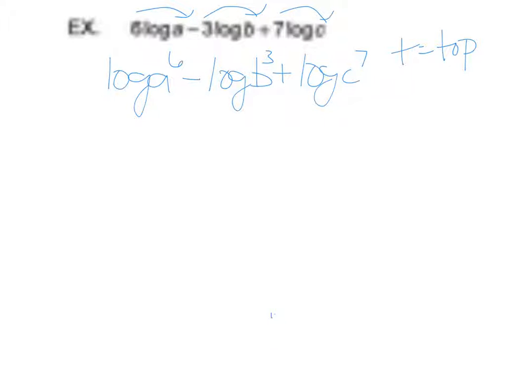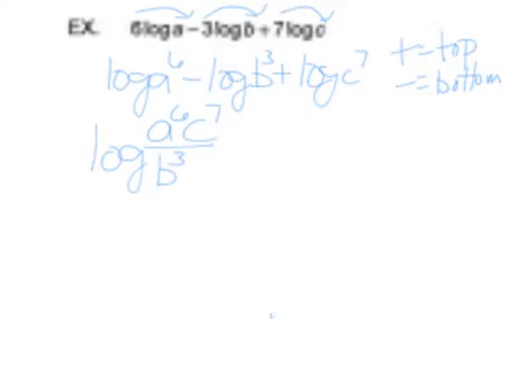Log of a to the 6th minus log of b to the 3rd plus log of c to the 7th. We have a mixture of adding and subtracting, so look at the sign in front of each log. If it's positive, then that value will go to the top of the fraction because that's multiplication. If it's negative, it will go to the bottom because that goes with division. So you just want one log, and then a to the 6th is positive in front of that log, so that goes on top. B cubed has a minus out front, so that goes on the bottom. C to the 7th has a plus in front, so that one goes to the top.